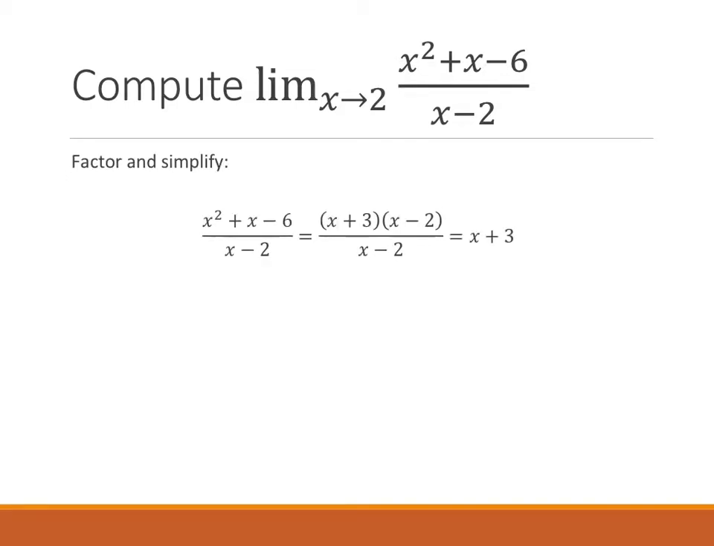So what do we do? Well, in this case, we're going to try to factor and simplify. The top of this fraction, x squared plus x minus 6, factors as x plus 3 times x minus 2. And then we can divide out the x minus 2 on the top and the bottom, and we just get x plus 3.